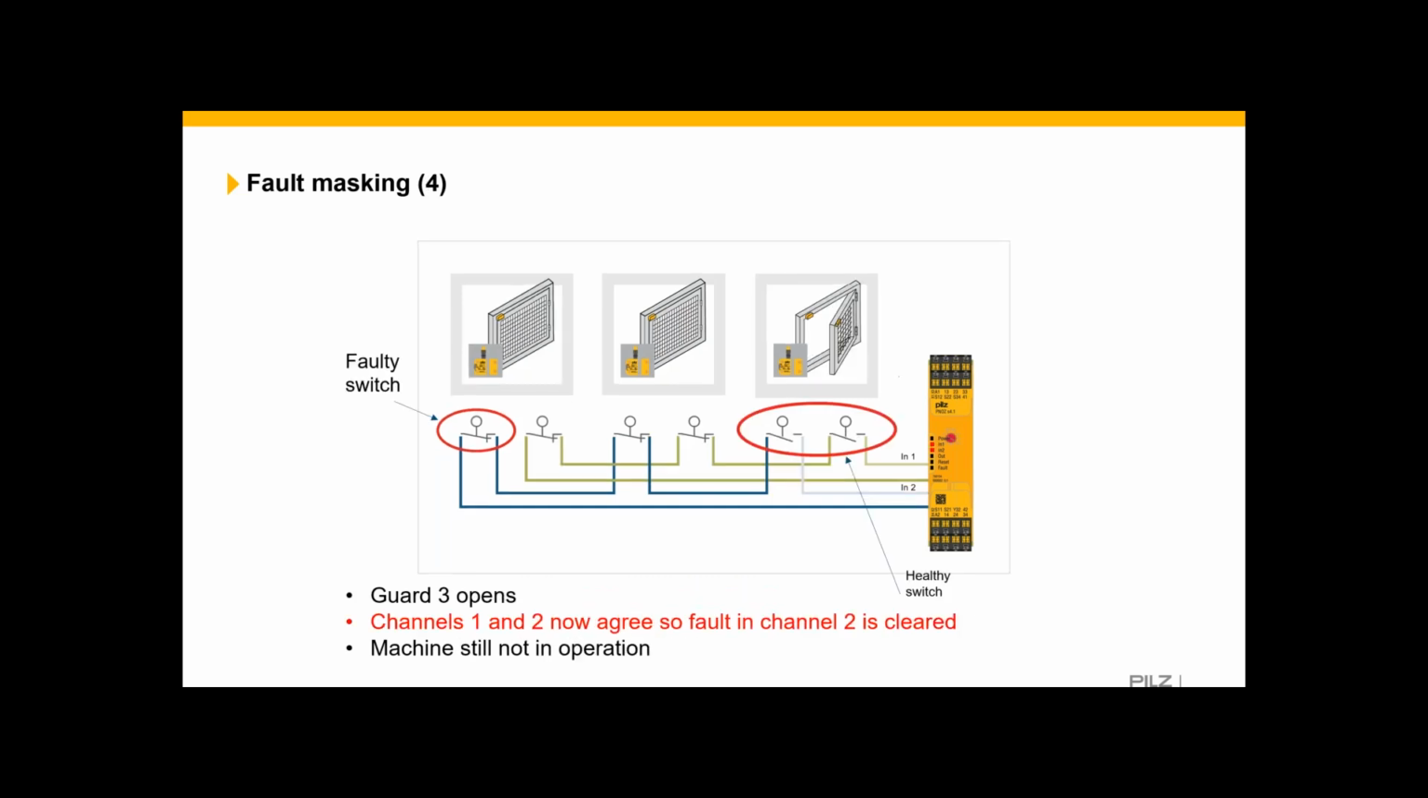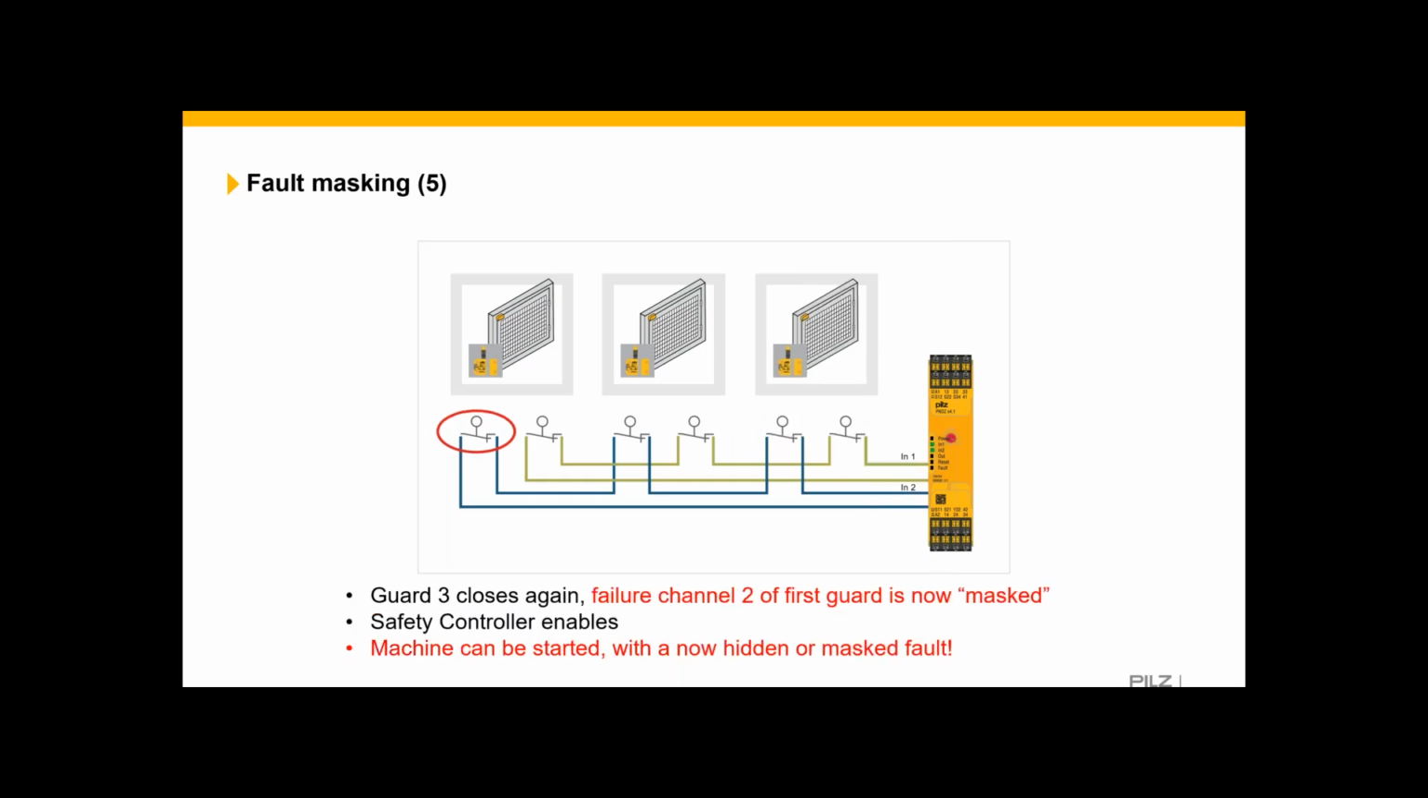Either due to time pressure or the operator knowing how to overcome this issue for guard number 1, they go and open guard number 3. When they do that, channels 1 and 2 both open, which is what the safety relay is looking for, and it thinks that the fault is cleared. The machine at this moment is still not in operation. Guard 3 is now closed. However, the channel 2 fault on guard number 1 is now masked. The safety controller is enabled and the machine can be started with that masked fault.